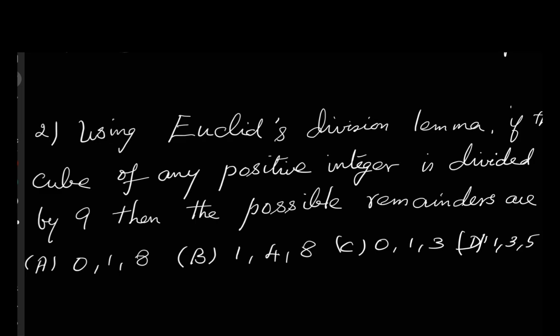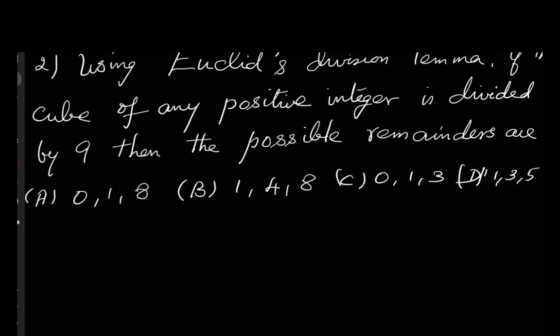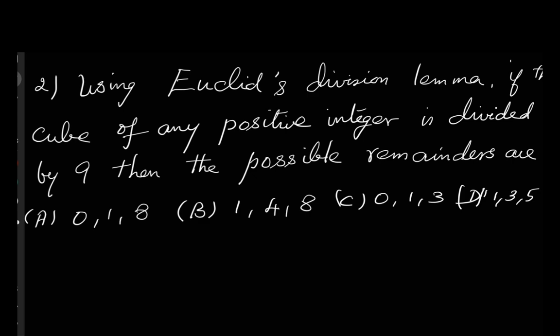Second question, using Euclid's division lemma, if the cube of any positive integer is divided by 9, then the possible remainders are. So using Euclid's division lemma, the cube of any positive integer divided by 9. Let me take some positive integers and divide. That is 1 cube. 1 cube is 1 into 1 into 1, that is 1. If I divide this by 9, I am getting 1 only. So this is congruent to 1 mod 9.